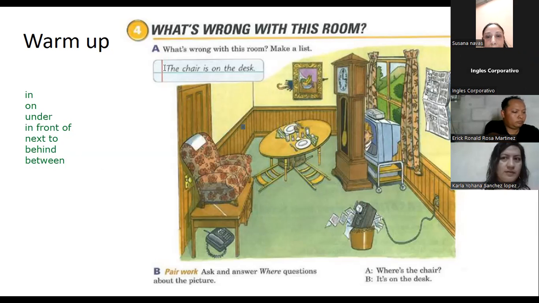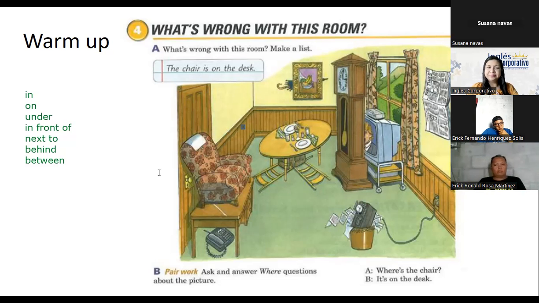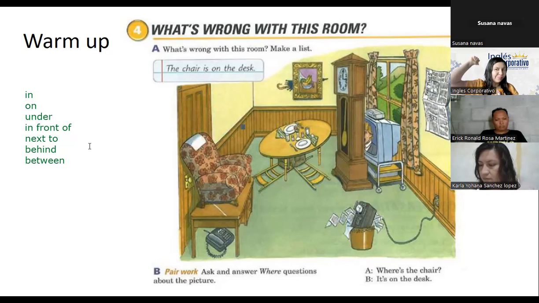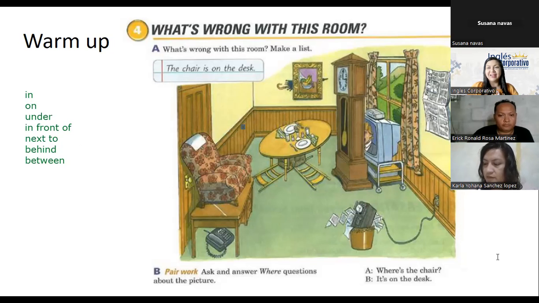Ajá, Susi. In, en. On, en, o sobre. Under, debajo de. In front of, delante de. Next to, junto a, o a la par. Behind, detrás de. Y between. Esa se me ha olvidado. A ver, ¿quién le ayuda con between? Entre dos cosas. En medio de dos cosas. Very good. Thank you.